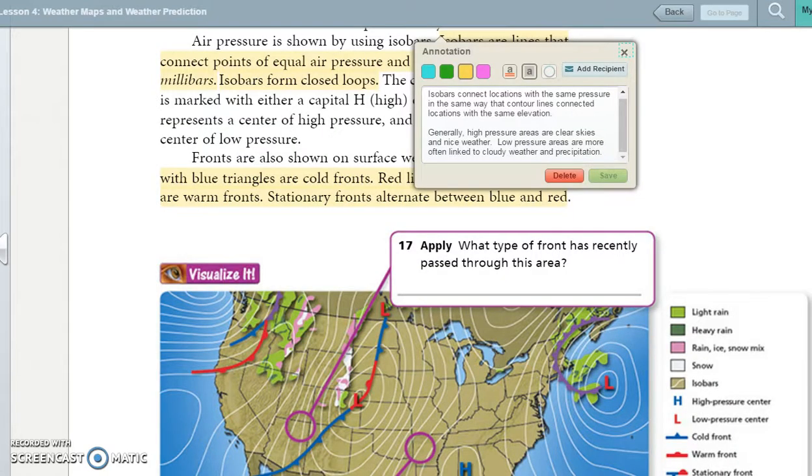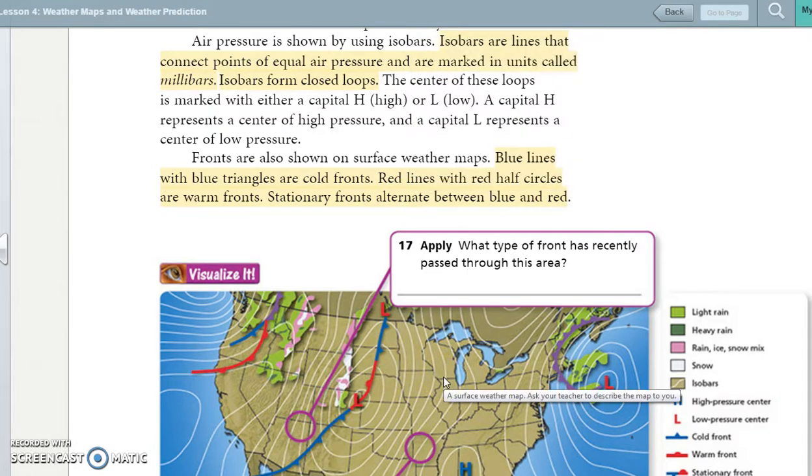All right, so I've added another note that I would like you to write down somewhere in the margin, that generally you need to understand that high pressure areas are associated with clear skies and pretty weather. Low pressure areas are more often linked to cloudy weather and precipitation. And you can probably see what I'm talking about on the map that's down here.